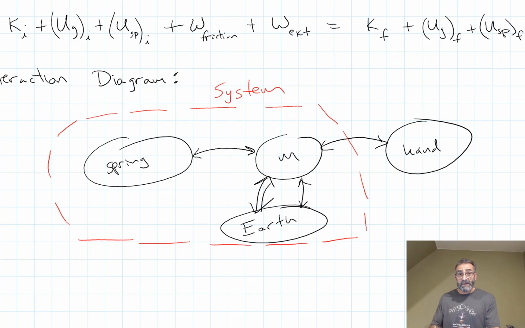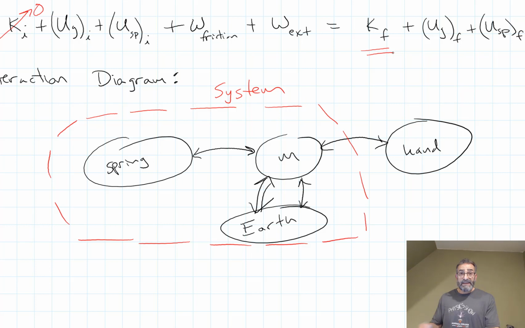So now I can look at this equation and immediately check off the ones that are zero. For example, at the beginning of my problem, the box is not moving. It starts from rest. So this would have to be zero. Kinetic energy initial would have to be zero. At the end, the box is moving. So I'm going to need that final kinetic energy term.